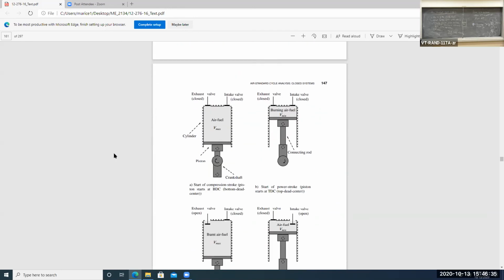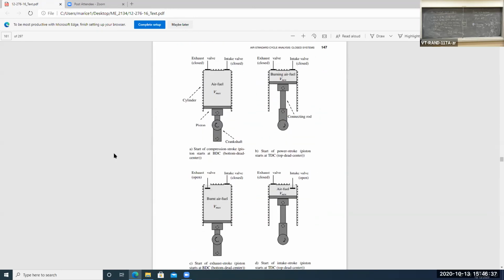So let's look at an actual internal combustion engine device and how it might work. Imagine that we have a piston cylinder device. Here's the walls of the cylinder, and here's a piston which moves up and down inside of the cylinder. There's a connecting rod connected to a crankshaft, and the crankshaft spins around.